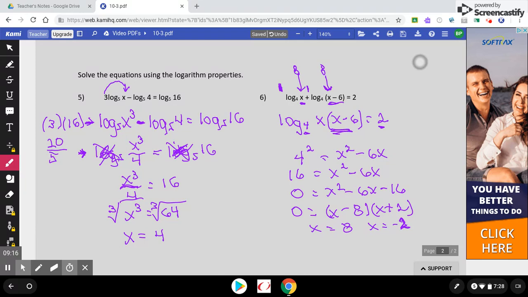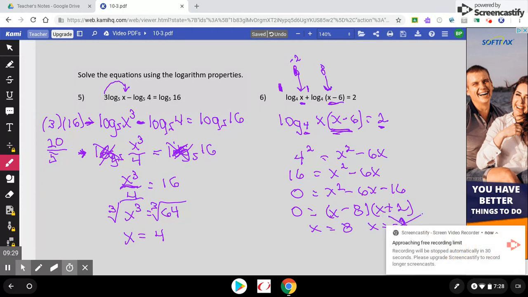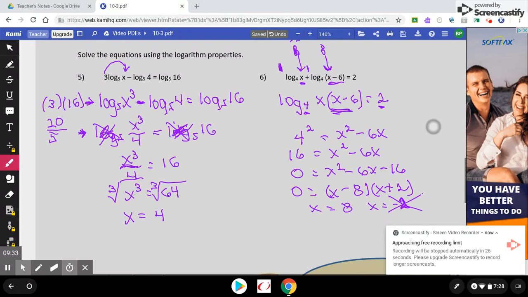But what happens if I plug a negative 2 right here, guys? It would say log base 4 of negative 2. And it's impossible to do a negative argument. I don't make up the rules. So this guy, impossible. He's called an extraneous solution. We did him correctly, but he's not going to work. So final answer to this guy is just the 8.